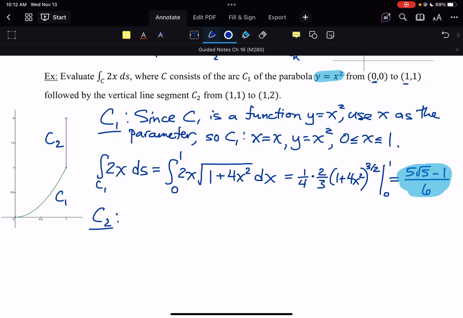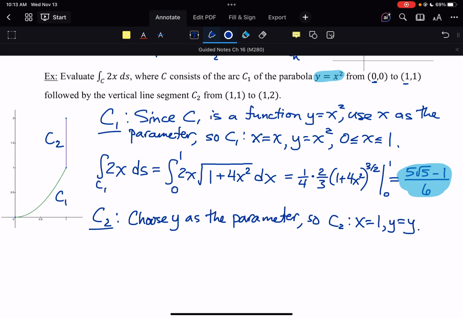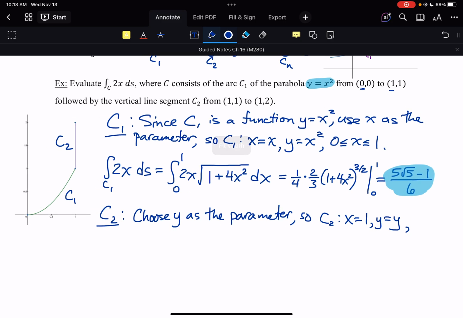Then for C2, we have a vertical line segment. So that is just x equals 1 is the equation there. So x will always be constant. It'll always be 1. Y can be anything, right? Y can just be itself. So we'll go ahead and choose y as the parameter. So for C2, we get x is 1, y is y, y is itself. And y starts here and goes up to here, so that's 1 to 2.